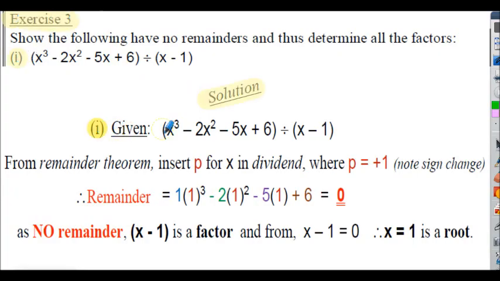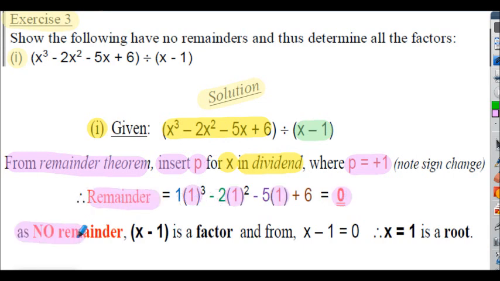So for part 1, we're given the dividend, a cubic expression, divided by x minus 1, the divisor. From remainder theorem, we'll insert p for x in our dividend, noting that p is equal to positive 1 in this case. So inserting positive 1 for x in the dividend, we find the remainder is 0. So as there is no remainder, our divisor x minus 1 is a factor, and equating the factor to 0, we find that x equals positive 1 is a root.